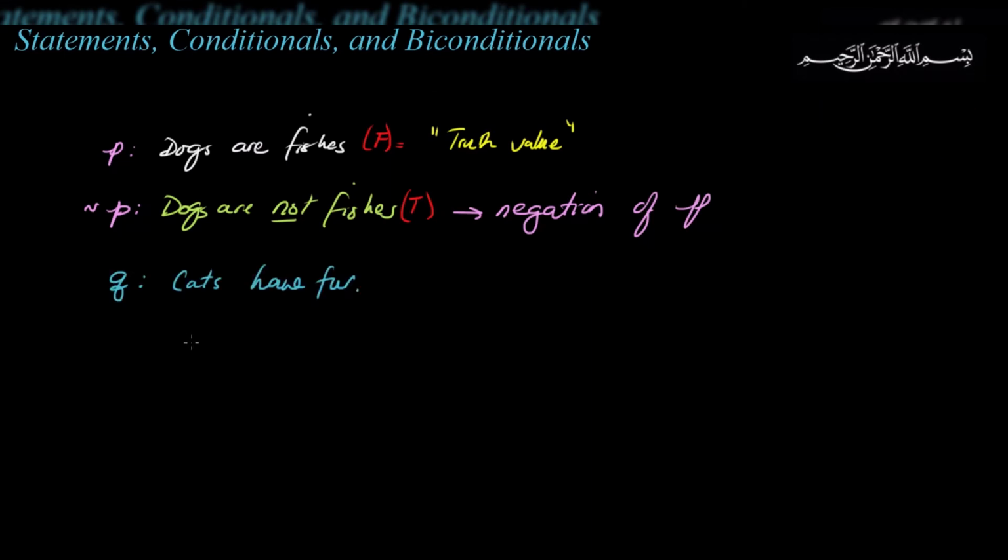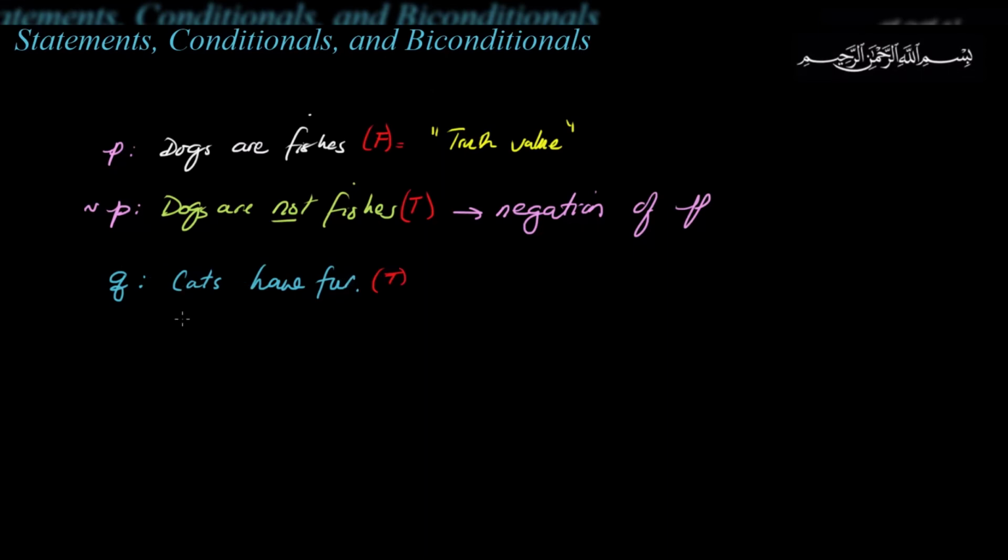Now, here's another statement. Cats have fur. Well, that's true. So that's a true statement. So the truth value of this statement is that it is true. And the negation of this statement Q, by the way, would be: cats do not have fur. And as I said, if the statement is true, then its negation will be false.